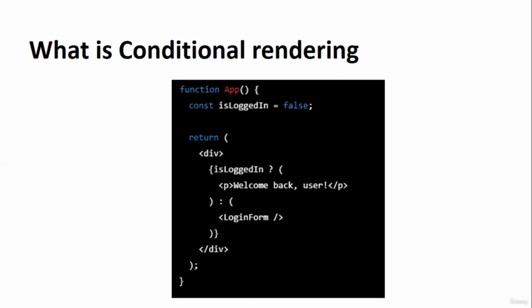So here we are using the ternary operator. The current value of isLoggedIn is false. So if this value is false, then the component that is going to be loaded is the login form. Otherwise, if I change this value to true, then what we are going to see is "Welcome back, user," right? So these are the concepts through which we can perform conditional rendering, deciding what to show to the user or what to hide from the user.